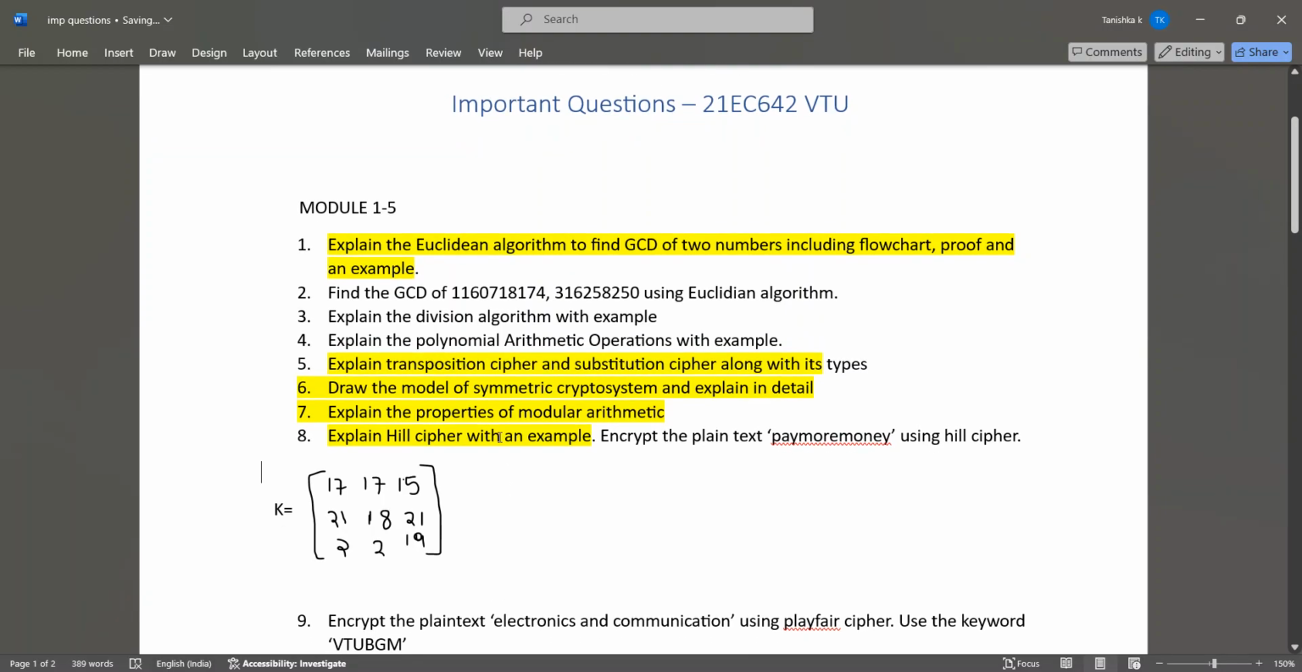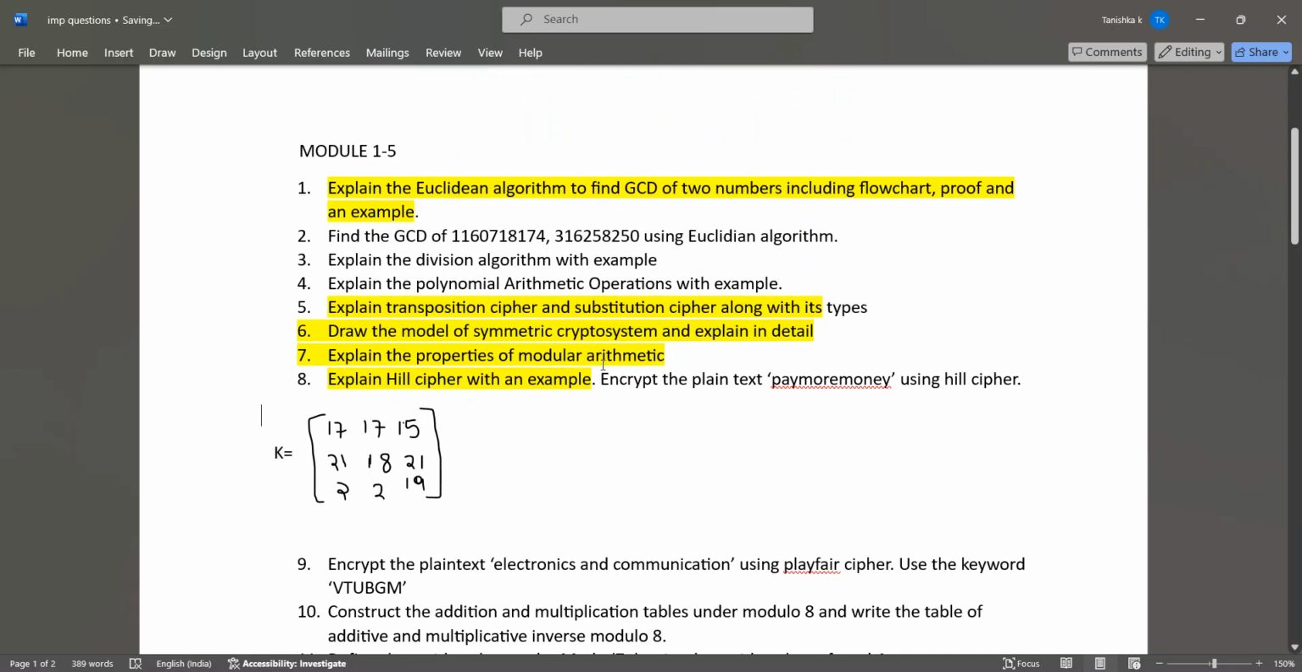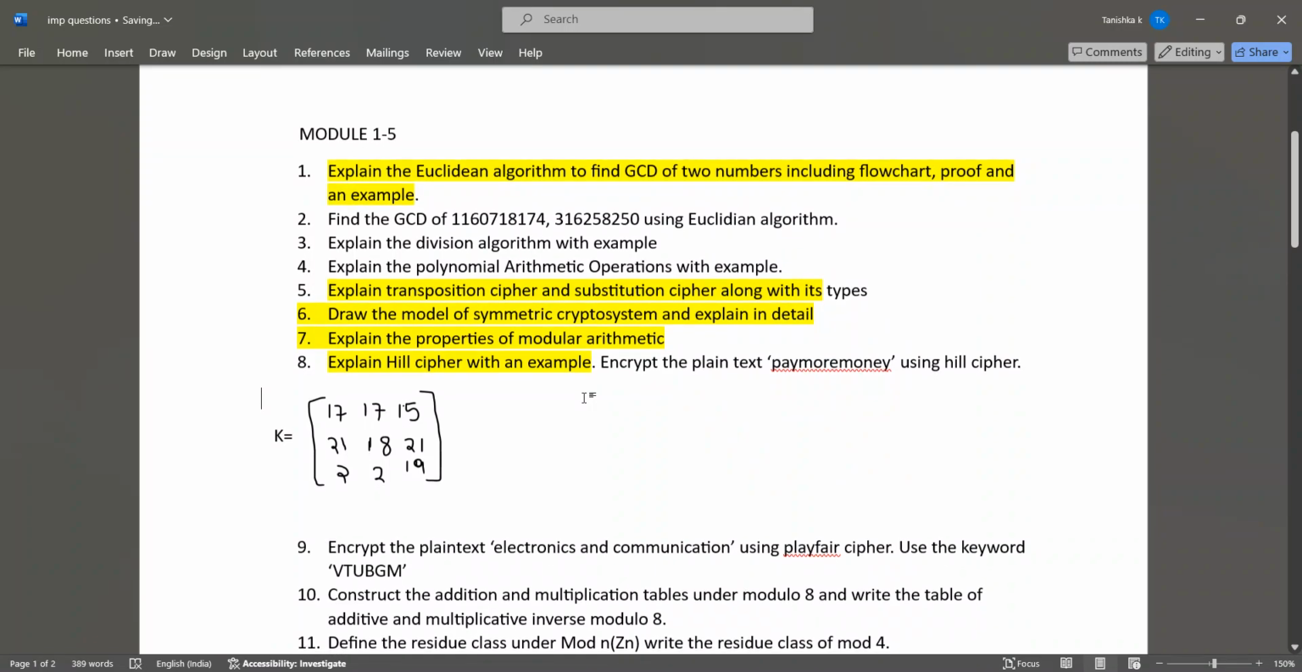Then draw the model of a symmetric crypto system and explain in detail, it's important. Then explain the properties of modular arithmetic, which is also important. Explain the Hill cipher with an example, it is important. You can take screenshots of these questions.